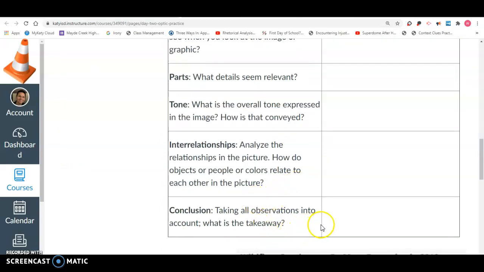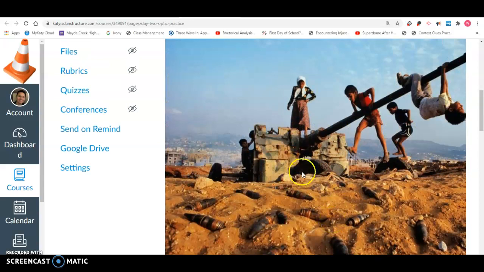Conclusion. What's the main message of this? In one sentence, war, conflict affects everybody, but it passes. And that's what this picture is showing us, that war is always affecting people, and it's always going to be a sight for people, whether it's kids or adults.